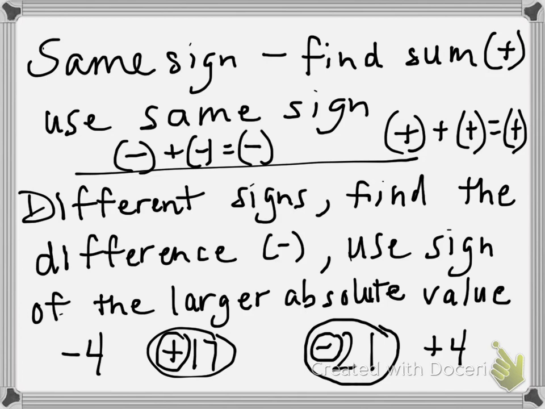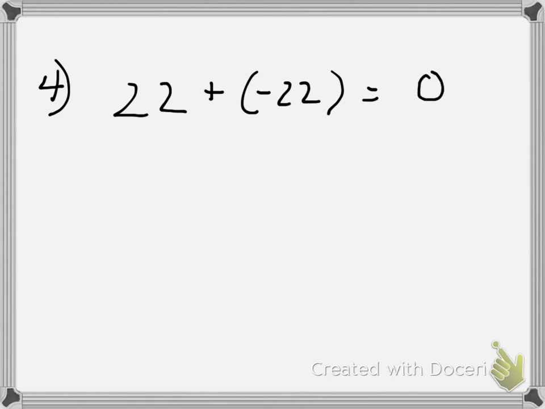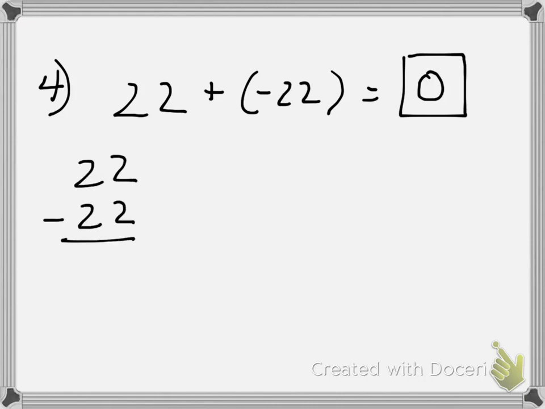There's also a way to find these using a number line, and we'll go through that as we do each problem. Our first one that we have is number 4. Number 4 is a special one because it is a number and its opposite. And first of all, a number and its opposite always equal 0. So once again, we have different signs, so we can find the difference, so we can subtract them. And since we have 0, 0 has no positive or negative sign.